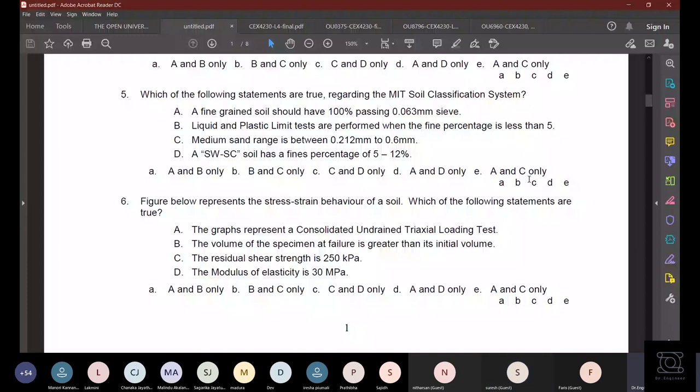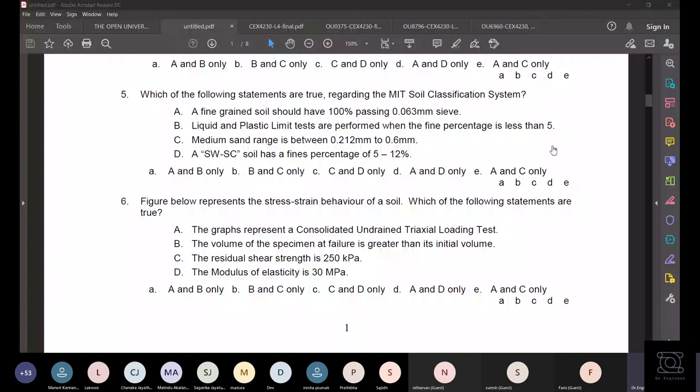Liquid and plastic limit tests are performed when the fine percentage is less than 5%. Obviously wrong, right? We perform liquid limit test and plastic limit test entirely based on fine grained soils. So if it is less than 5%, we do not consider them as fine grained soils. So B is also wrong. A and B wrong means the only options remaining are C and D only. We'll see whether it is correct.